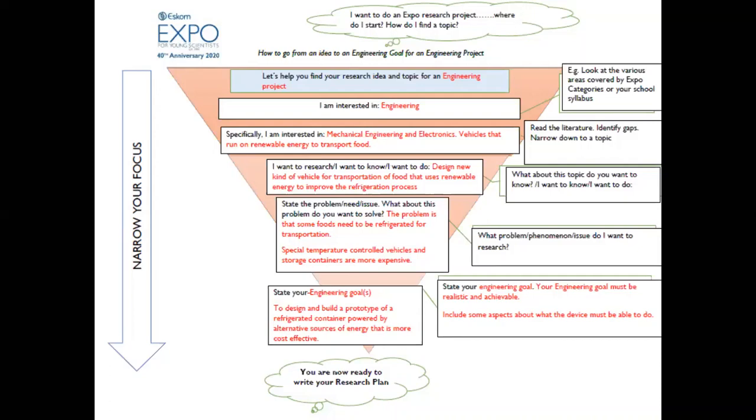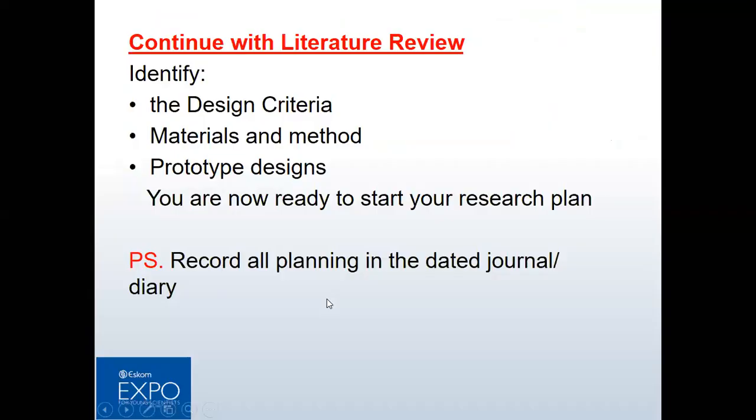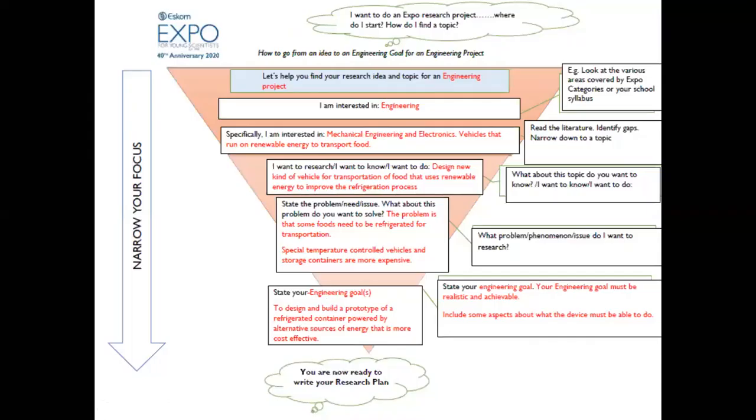The specific problem is that some foods need to be refrigerated for transportation. Special temperature controlled vehicles are needed, and these are more expensive than your regular vehicles. Leading me now to my engineering goal. More specifically, the engineering goal replaces the hypothesis for your scientific investigation.